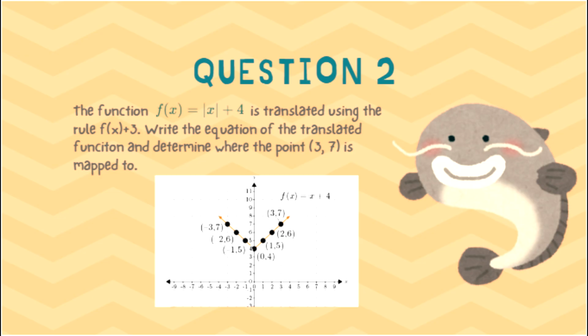They also gave me this picture for an axolotl. The function f of x is equal to the absolute value of x plus 4 is translated using the rule f of x plus 3. Write the equation of the translated function and determine where the point (3, 7) is mapped to.